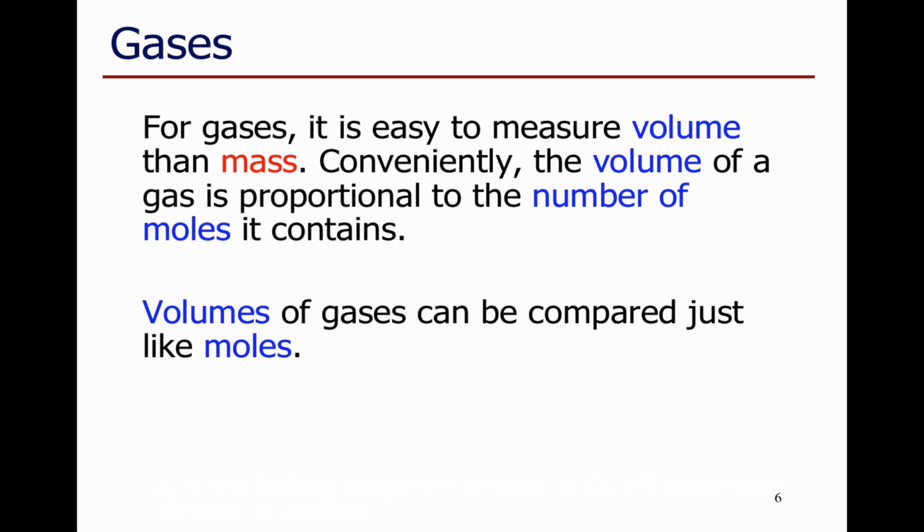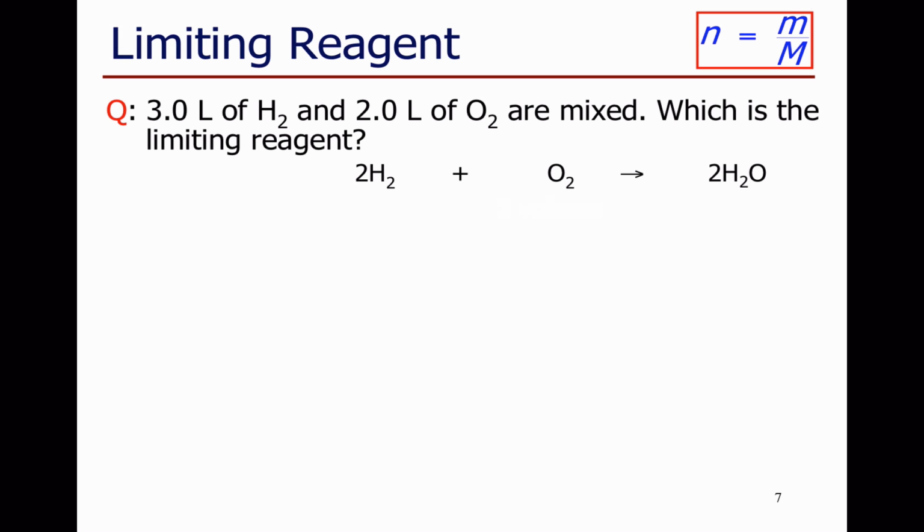We can do a similar thing for gases, but for gases it's easier to measure volumes than mass, and conveniently the volume of a gas is proportional to the number of moles, so we can compare volumes of gases just like we compared moles. We mustn't compare masses, but we can compare volumes. So let's look at an example. Here again we've got 2 hydrogens reacting with one oxygen. We could tackle this as we did before in terms of moles. 2 moles of hydrogen react with every 1 mole of oxygen. But in terms of volumes, 2 volumes of hydrogen are needed for every 1 volume of oxygen.